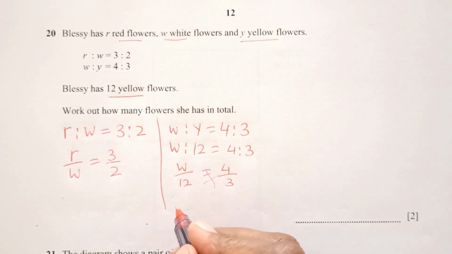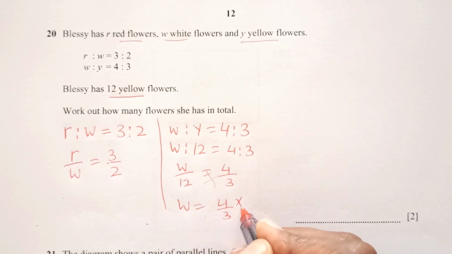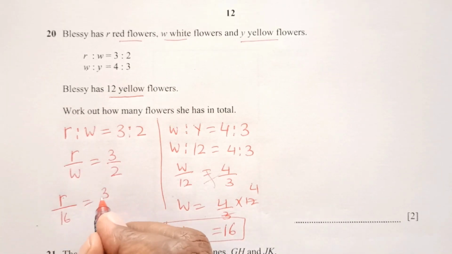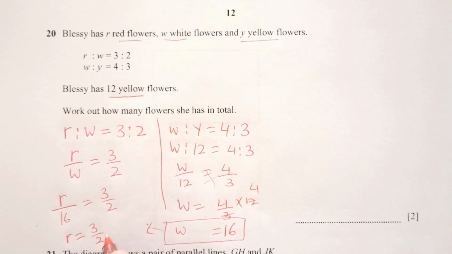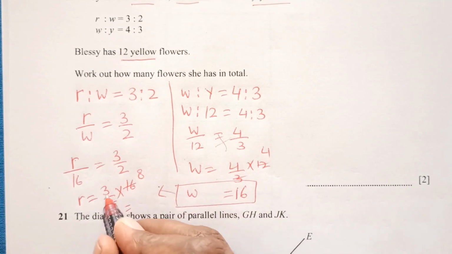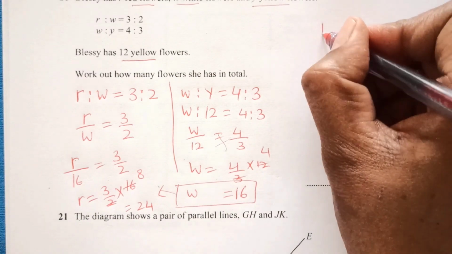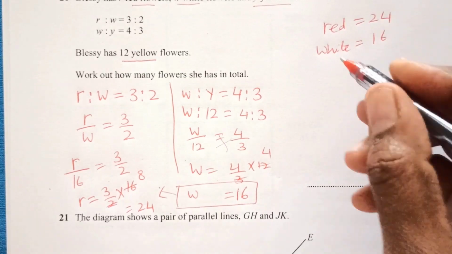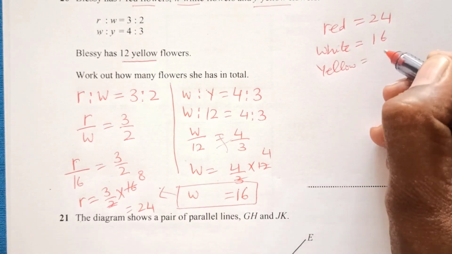Now cross multiply, you will get W as 4 over 3 times 12, so the number of white flowers we have is 4 times 4, 16. So we have 16 here, and we can replace this here. R over white, white is now 16, so R over 16 equals 3 over 2. So R will be 3 over 2 times 16, so 2 times 8, and 3 times 8 is 24. So we got red 24, white 16 and yellow we are already given, which is 12.